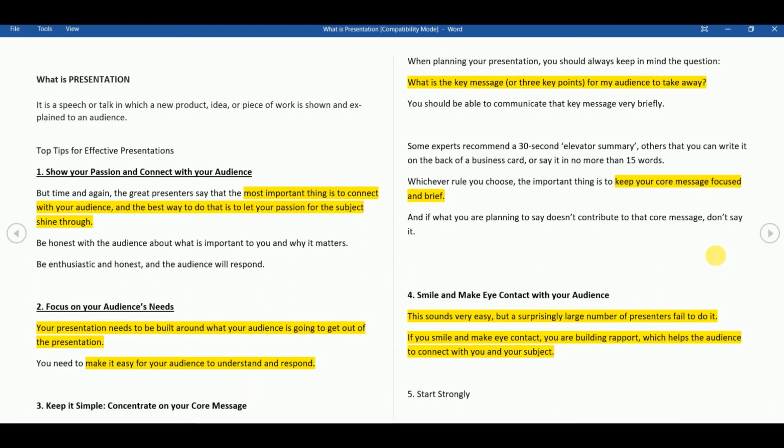The first one is that you have to show a passion and connection with your audience. This is the most important aspect because it will enable you to connect with your audience, and the best way to do that is to let your passion for the subject shine through.